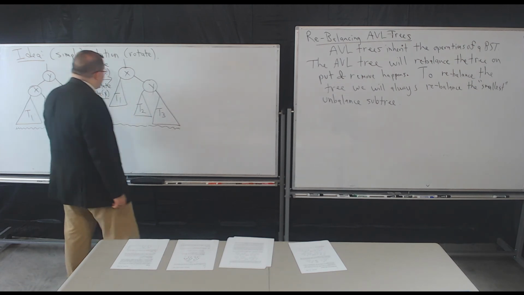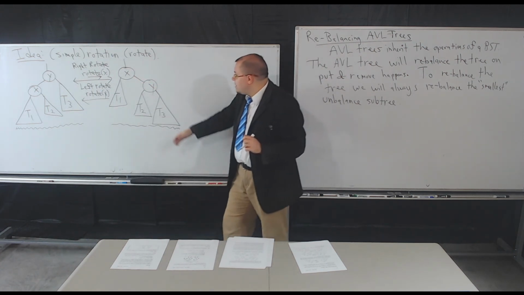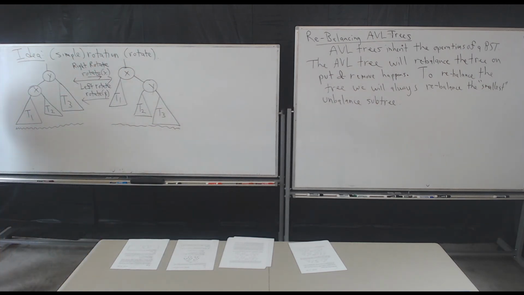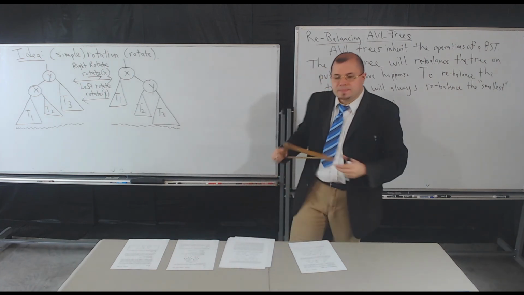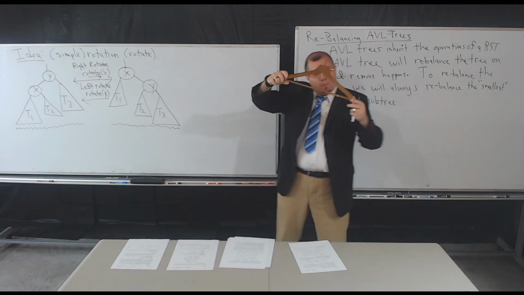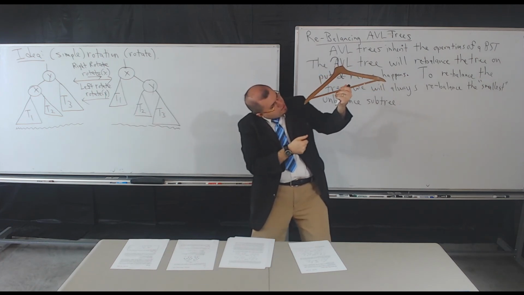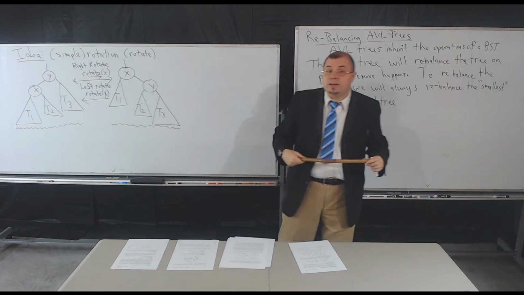So this is all rotate on Y. What this would do is promote Y to become the root of this subtree and demote X down to be the child. Does everybody see that? So just think of it like this. Think of my hanger, and I am just pulling along the string like this so that I can balance the tree.